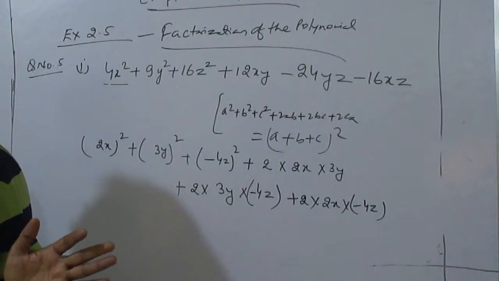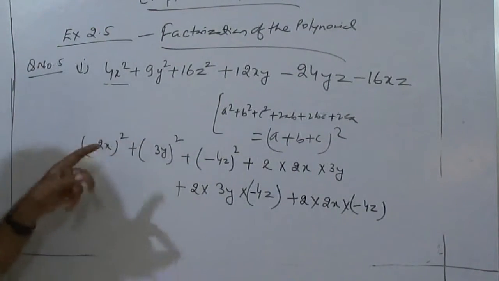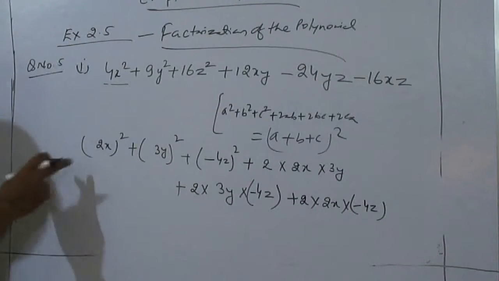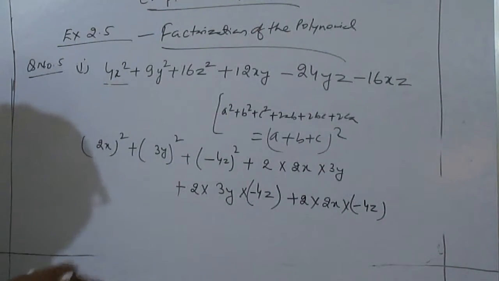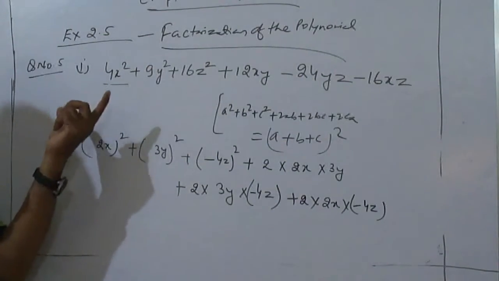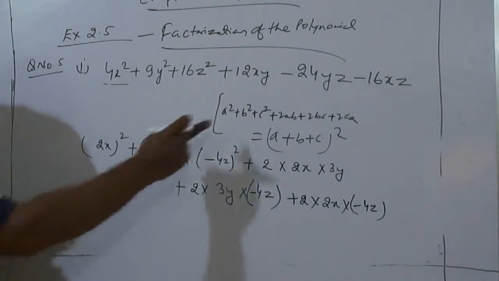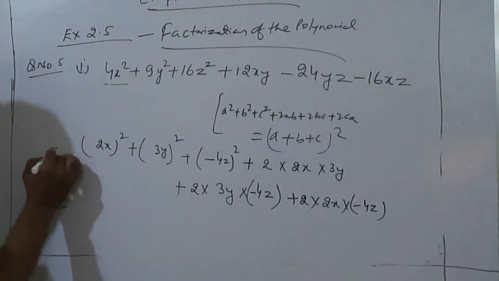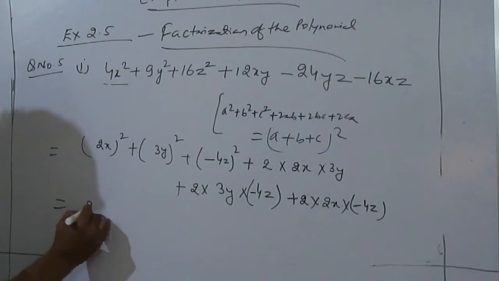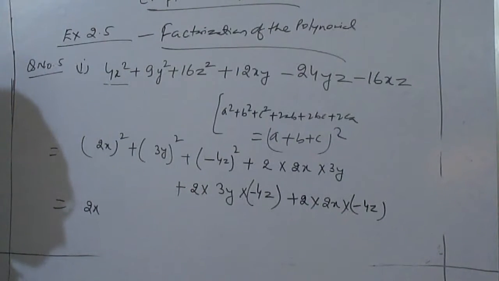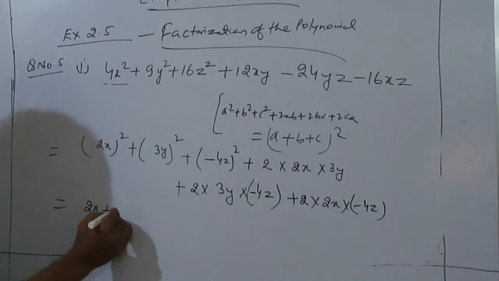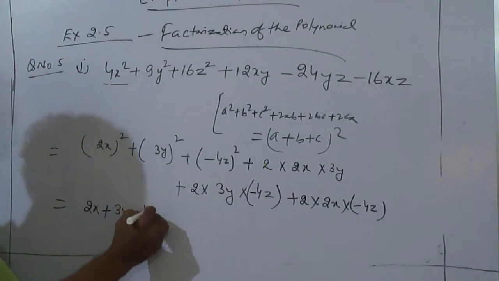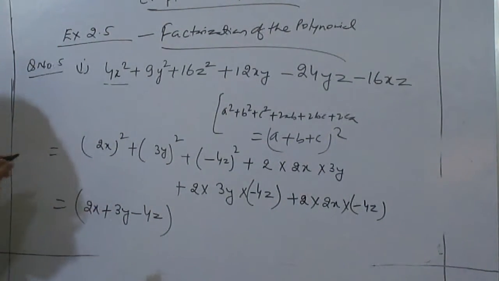Satisfying or not? So now understood that this term is minus. And so this is there now. So we need to find out. Now we have to factorize. Now we will be able to factorize in a very nice manner. So what? A plus B plus C whole square. So this will be equal to what? A. So A is 2x. Plus B is plus 3y. Minus 4z. Very good. Whole square.